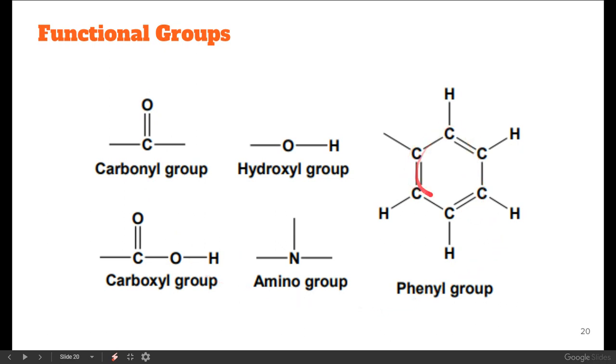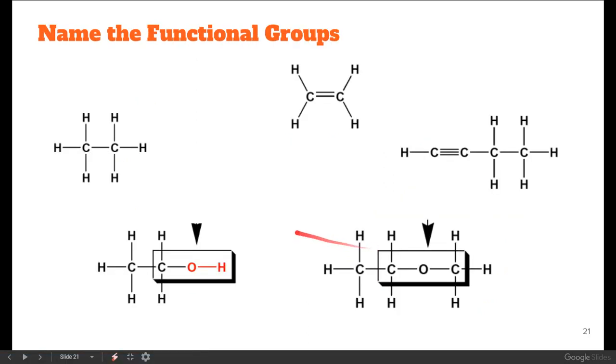And then look, here's that aromatic compound right here. But when it's within another molecule, imagine there's a larger molecule that has this coming off of it. We call it the phenyl group. So you might have seen something like that. Like, you ever heard of phenolphthalein or something? Nothing to do with that. But anyway, okay. Let's name the functional groups here, okay?